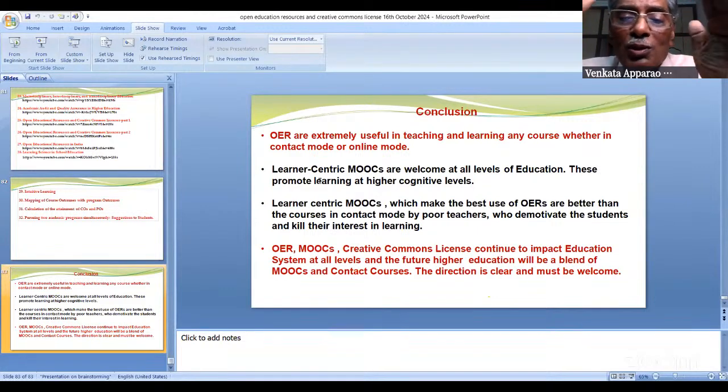OER, MOOCs, Creative Commons license continue to impact the education system at all levels, and the future higher education will be a blend of MOOCs and contact courses. The direction is clear and must be welcomed.